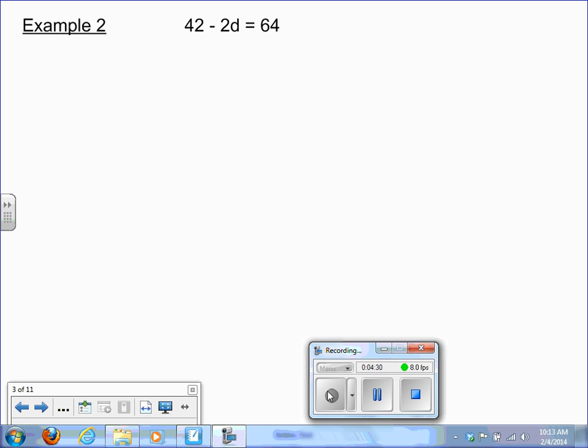All right, let's use our steps now and look at example 2. We've got 42 minus 2d equals 64. Step 1 says distribute. Do we need to distribute, kids? No. Step 2, what does step 2 tell us to do? Isha. Good, so we need to get equivalent addition. And what are we going to have when we do that? 42 plus negative 2d. Good, equals 64.